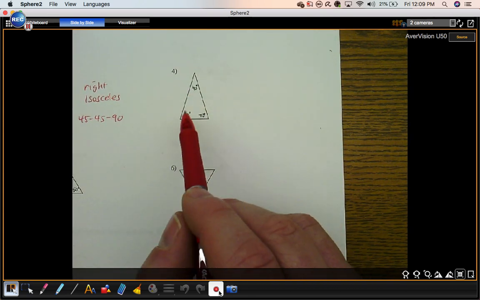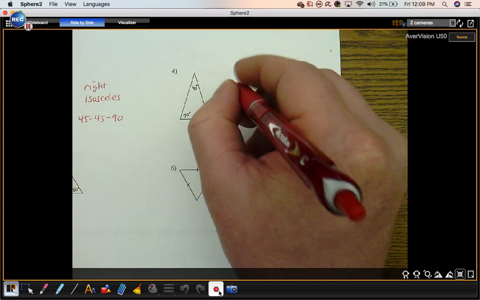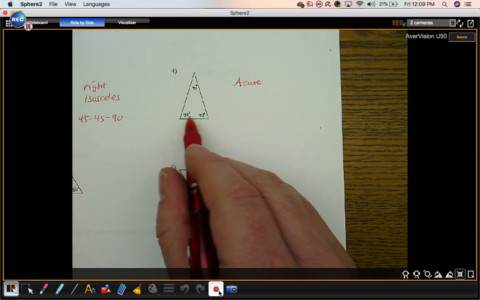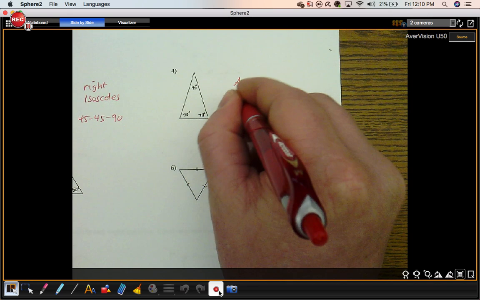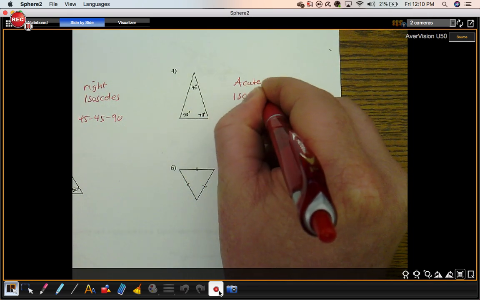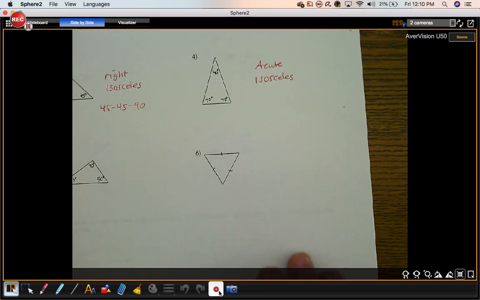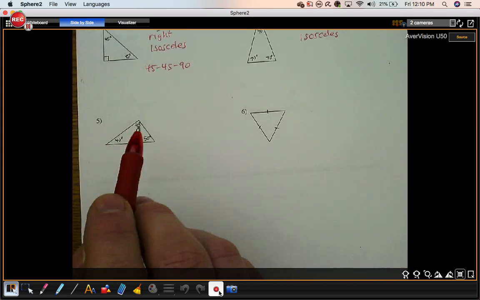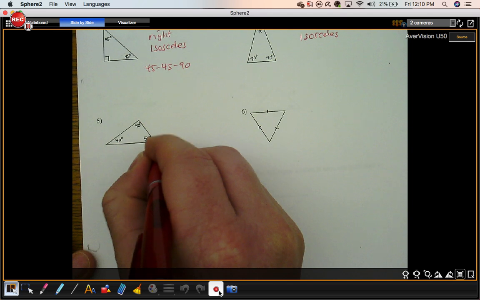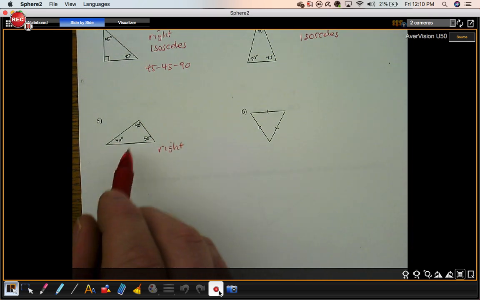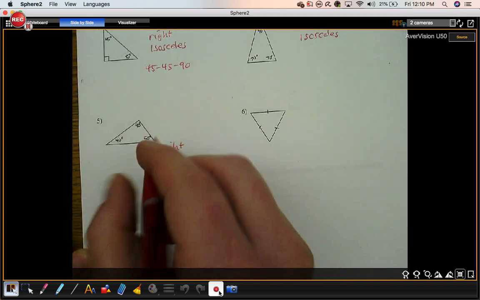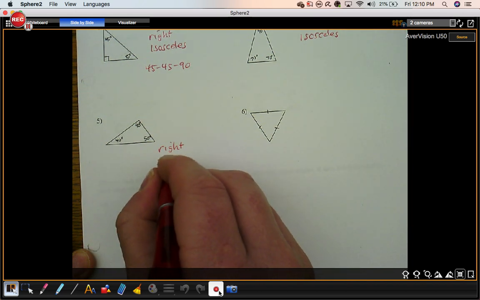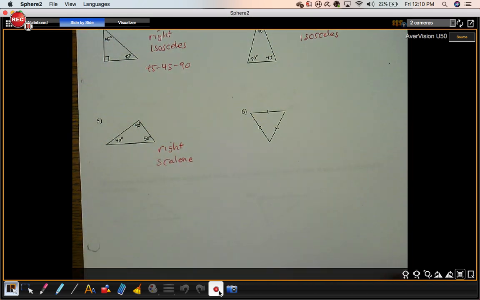Number 4, all of the angles are less than 90, so the triangle is acute. Two of the angles match, so it's isosceles. Number 5, you have a right angle, so it's a right triangle, and they're all different, all the measures. So if all the angles are different, then all the sides are different. Right scalene.